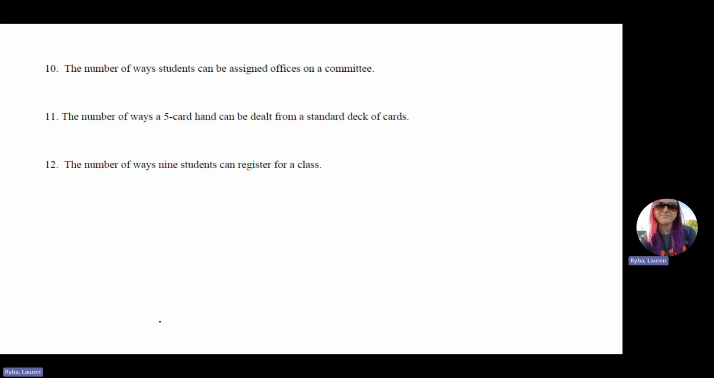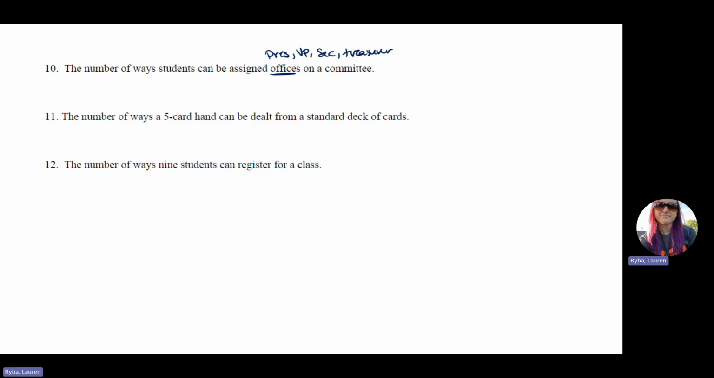So again, there's 3 choices, 3 options. The number of ways students can be assigned offices on a committee. Now, this means specifically, the offices means like you're assigning the president, the vice president, the secretary, and the treasurer. You're giving specific jobs to specific people. That is what that question is saying.